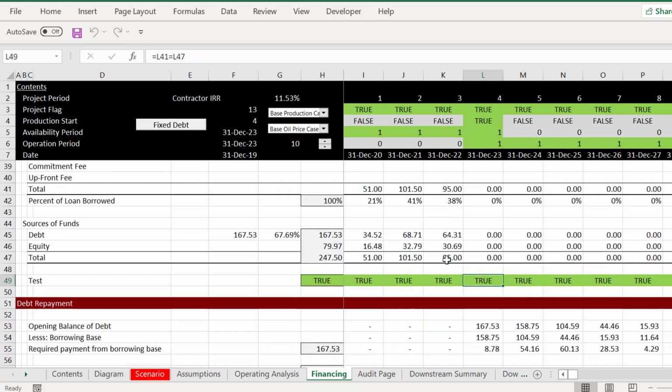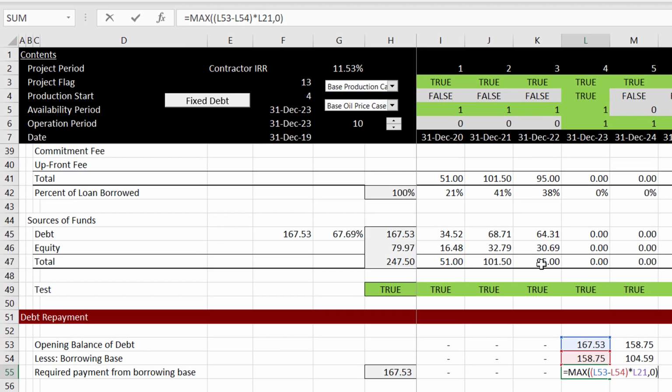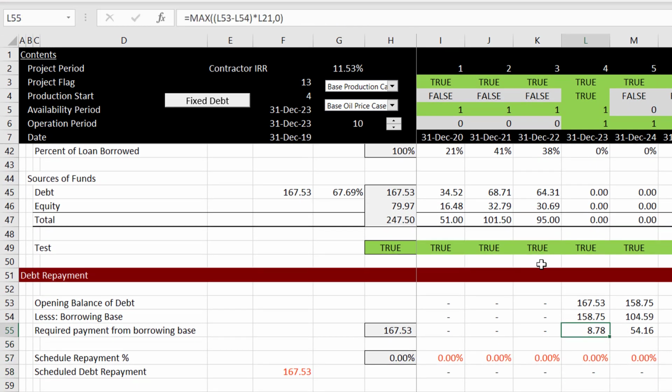Okay, and if that goes down, if the borrowing base is less than the opening balance, guess what you have to do? You have to pay it back. And so that just says, well, let's take the difference between the top minus the second one, and then we multiply it by L21, which is the repayment flag, which I should have kind of moved. That can't be negative. You don't have a negative repayment. And that says how much repayment do we need because our borrowing base went down, and that's the key.